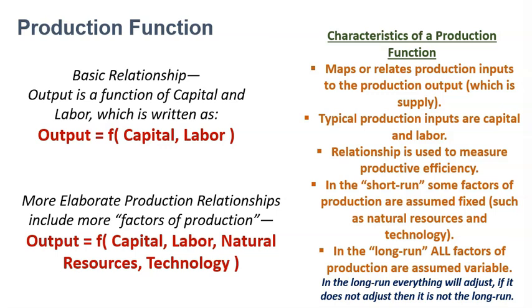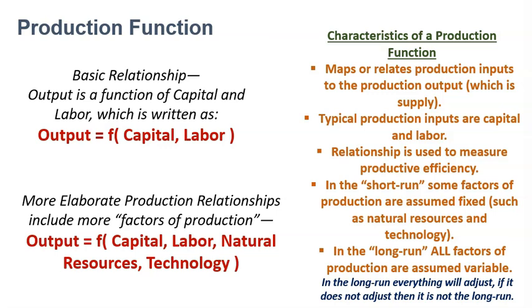But a more elaborate and comprehensive production function includes natural resources and technology, which is shown in the lower left-hand corner of the slide. Since technology, we will see, is a key ingredient for output, this more comprehensive formulation has advantages, especially when focusing on long-term growth prospects for the economy.